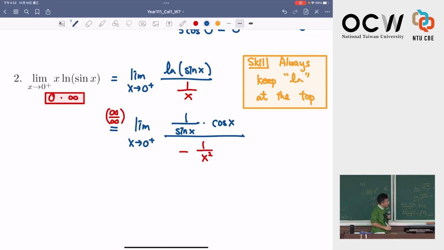But as I say, every time you apply L'Hopital, often you will obtain some nasty expression like this. So before I do anything crazy, I will usually tidy this up a little bit. And then, for example, now it will become just minus x squared at the top, and then cosine x, divided by sine x.